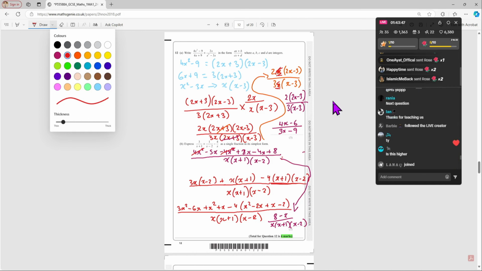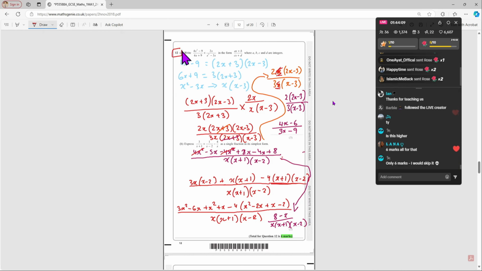So, yes, this is higher paper 2 calculator, so you can use the calculator, okay? It's 6 marks for A and B altogether. But part B individually is 3 marks, and part A individually is 3 marks as well. Altogether, there are 6 marks. Question number 12 is 6 marks, okay?